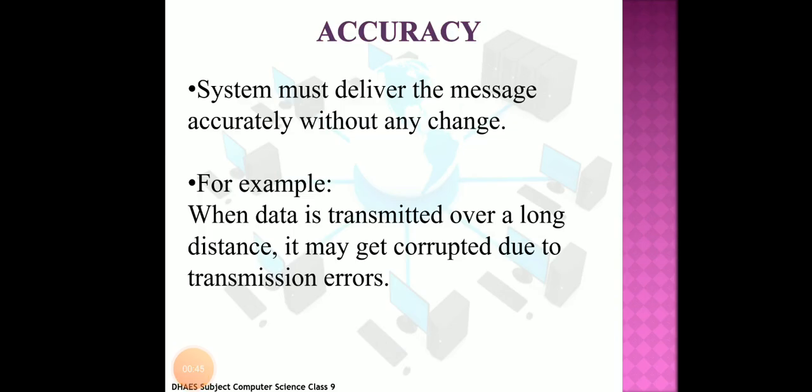Accuracy. System must deliver the message accurately without any change. If incorrect data is transmitted by the system, it may not be usable by the receiver. For example, when data is transmitted over a long distance, it may get corrupted due to transmission errors. The data that is not correctly received at the destination is retransmitted from the source. This is ensured by the protocol used in the data communication system.